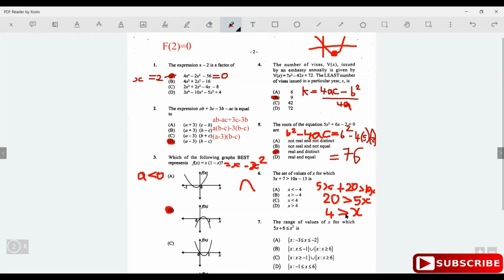And so 4 is greater than x, and some people might write it as x is less than 4. This is the same thing. X is less than 4. All right, and so that looks like option C. X is less than 4. And you can test it. For a value like 3, you would get 5 times 3 plus 7, which is 22, and 10 times 3 minus 13 is 17. And it is true. So that's how you do that question.